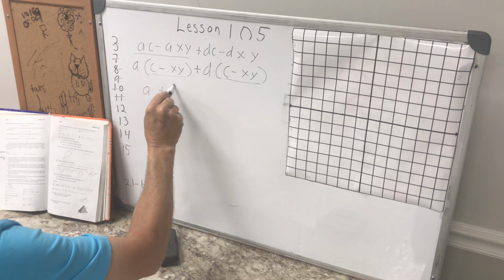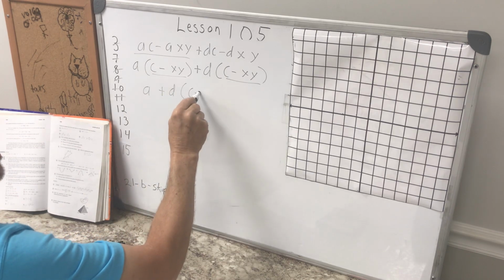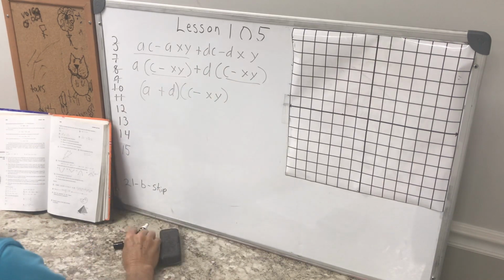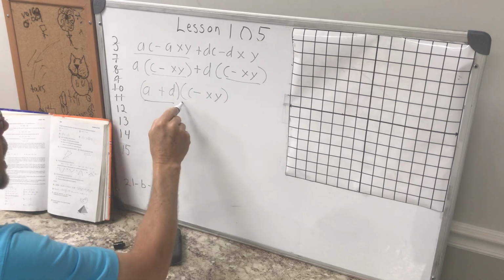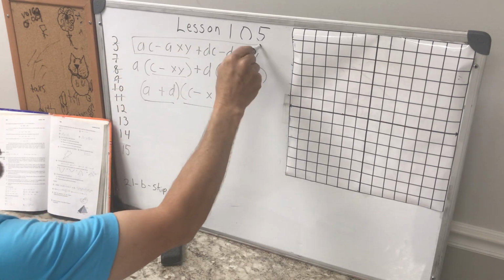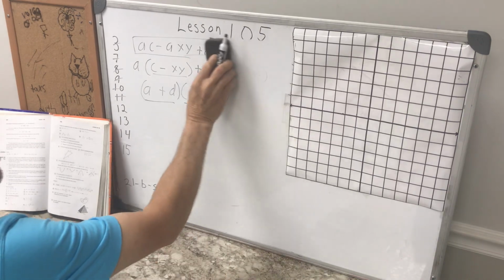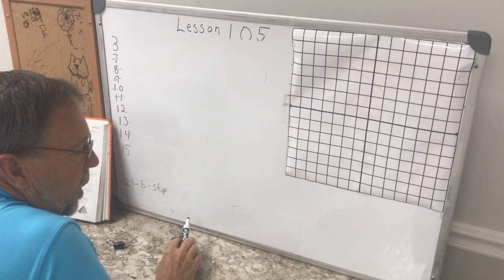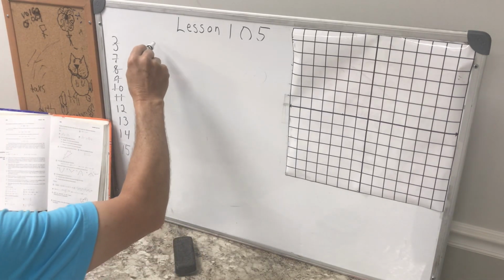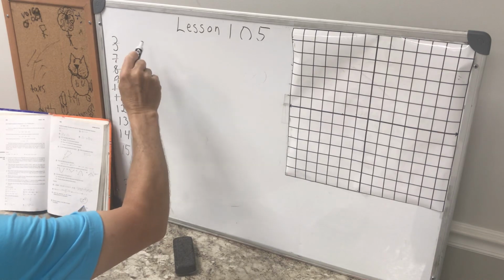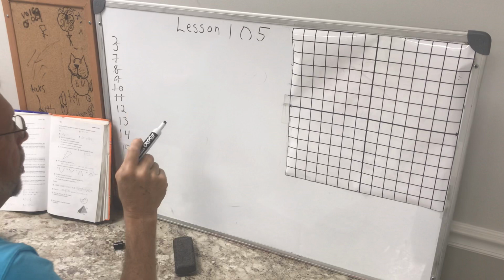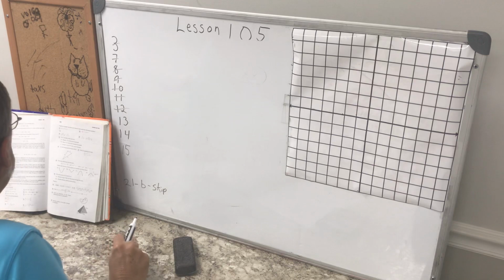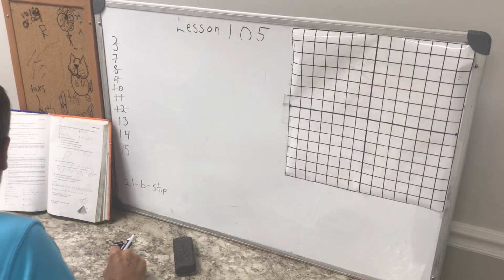a plus d, c negative xy. And multiply this times this, and we would end up with this. Now this lesson was a simplified version of what they're going to be giving us later. With these terms, we will have to begin to make decisions on how we can take the different terms and mix them around and come up with the same solution.